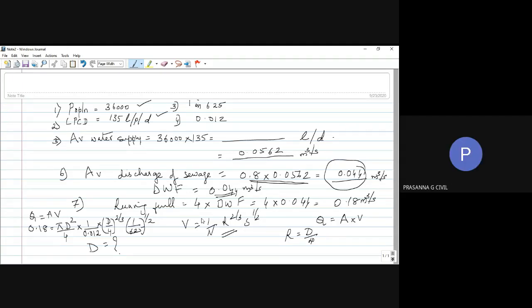Now, suppose the question was framed in such a way that he says it is a combined sewer, and then some data regarding surface things are given, or at least an idea is given. Probably you would have had to use that also. Clear? So, depending on the question given, you need to do it. But here they have not asked for anything like that.